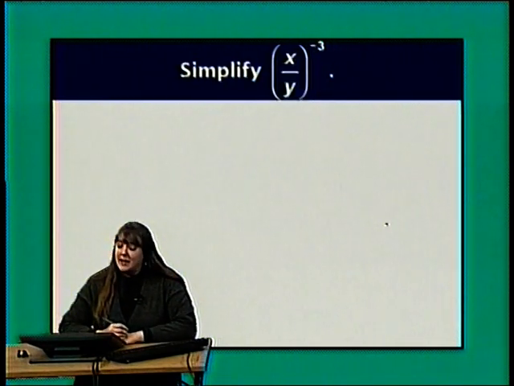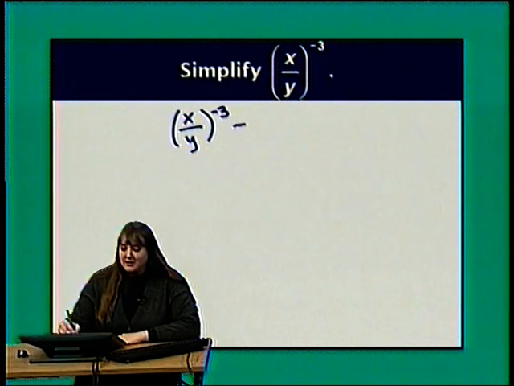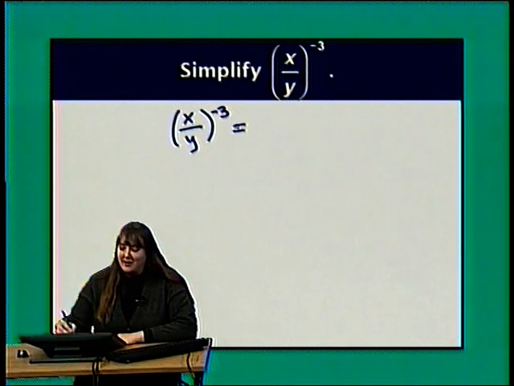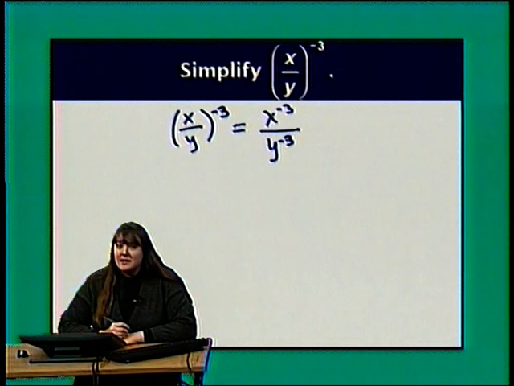Now let's simplify x over y, all raised to the power negative 3. So distributing the exponent to the numerator and denominator, I have x to the negative 3 over y to the negative 3. One of the things we talked about in a previous lesson is that if you want to change a negative exponent to a positive exponent, you need to move a negative exponent from the numerator to the denominator and vice versa.